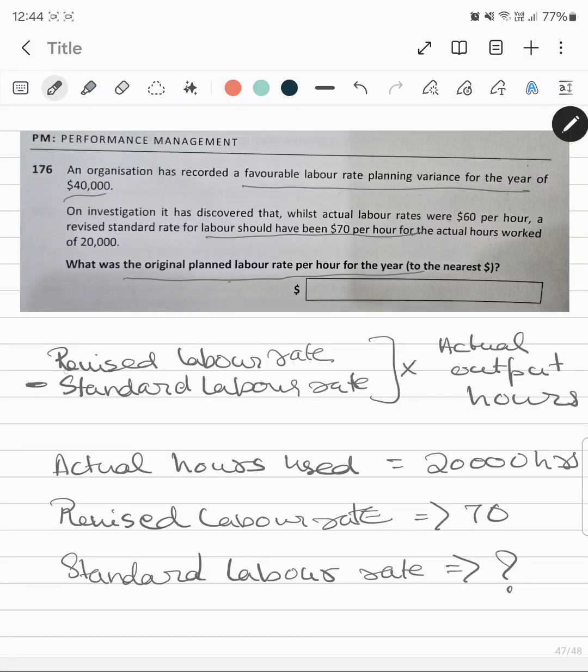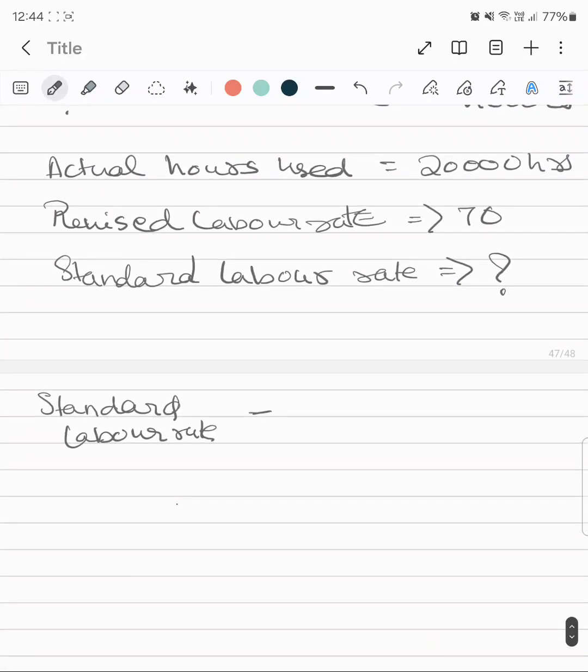So I really do not mind writing any way. Either I can write standard labor rate minus revised rate, or I can write revised labor rate minus standard labor rate. I really do not mind. What I always see, this is my approach, is that my revised labor rate or my actual labor rate should always be less than the standard labor rate. Only then I will get the favorable labor rate variance.